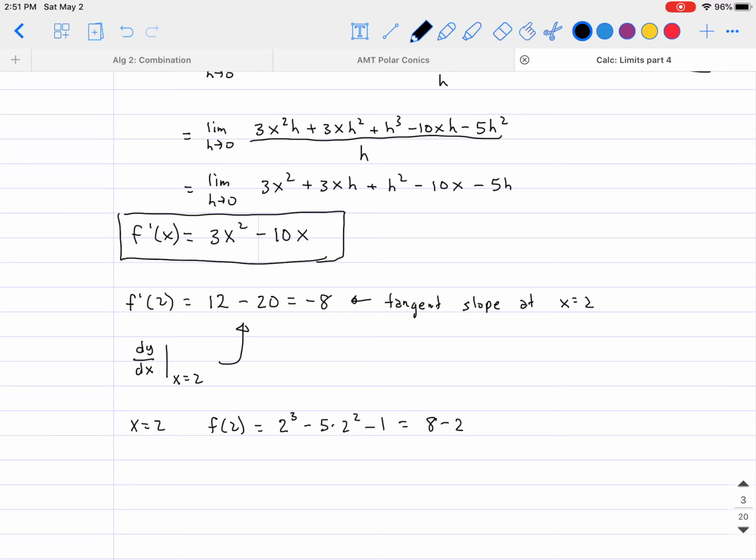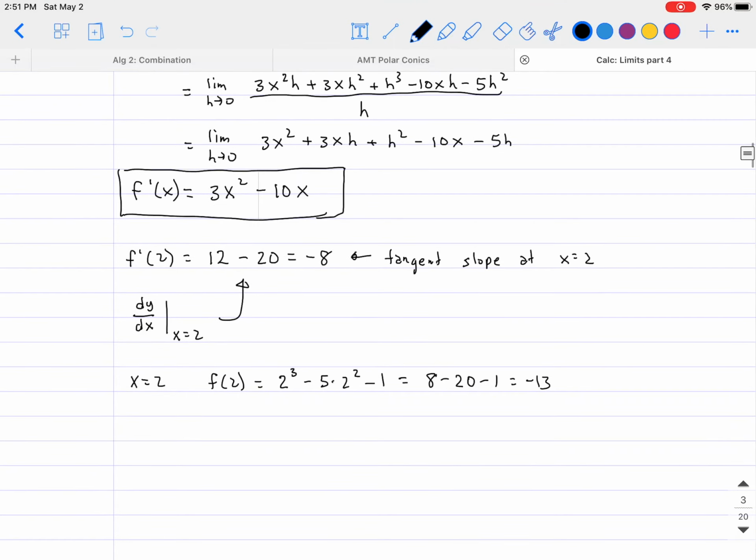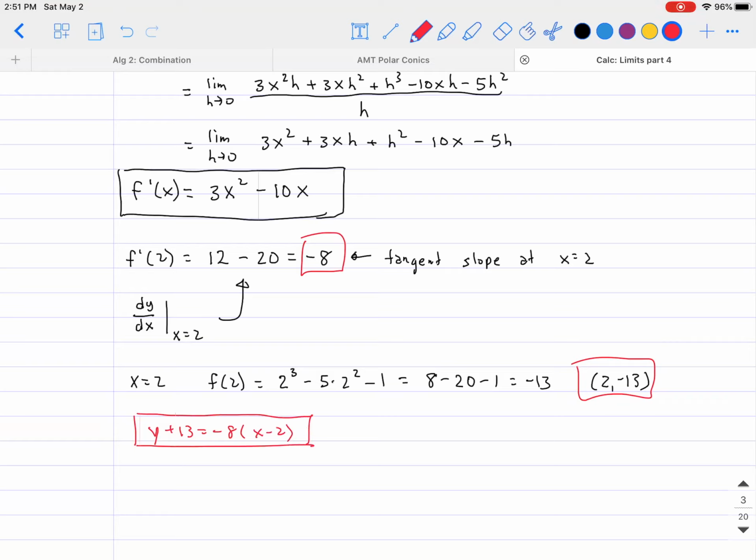So cleaning that up, we have 8 minus, looks like it's going to be 20 minus 1, so negative 13. Okay, so my coordinate is going to be (2, -13). And now I have the point, I also have the slope, and that means that we can set up everything. So final answer will be y plus 13 is equal to negative 8 times x minus 2. And that is going to be our final answer then. Okay, so that's going to be the equation of the tangent line at x equals 2.